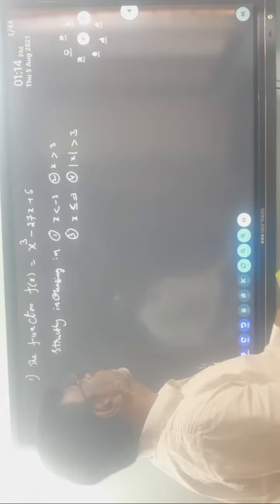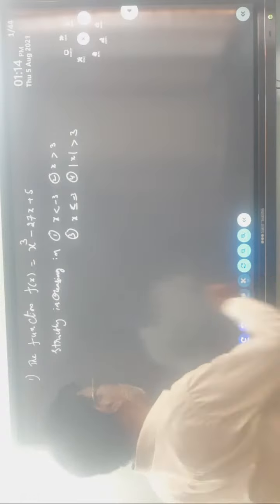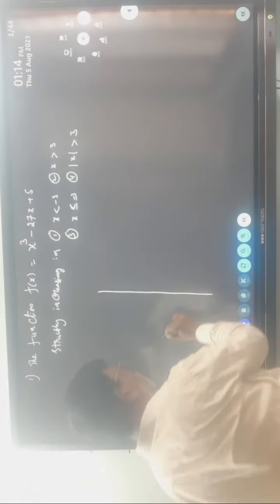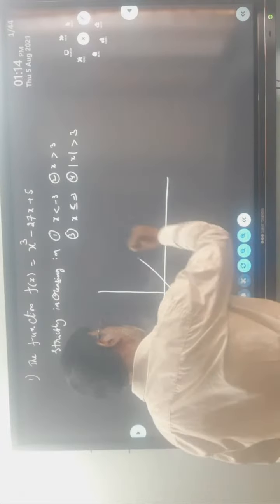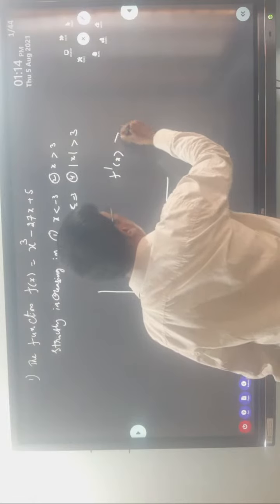So he is asking about strictly increasing. What is meant by strictly increasing? Strictly increasing means like this only. Suppose it goes on increasing. Goes on increasing means f dash x is always greater than 0.